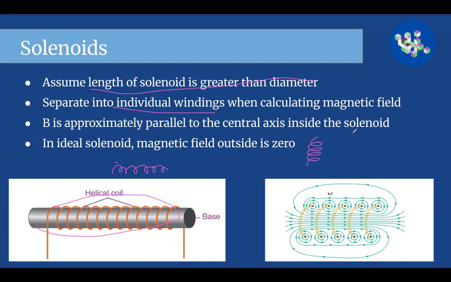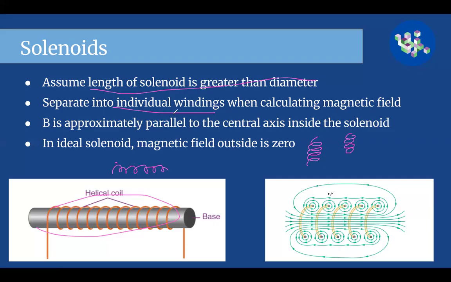I'll simplify this to just I have a bunch of these wire loops. They all carry the same current and they're all stacked on top of each other. And it's actually equivalent. It's a good approximation, and it will be much easier to find the magnetic field due to the solenoid.